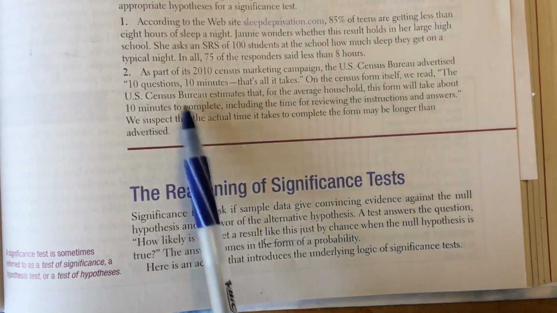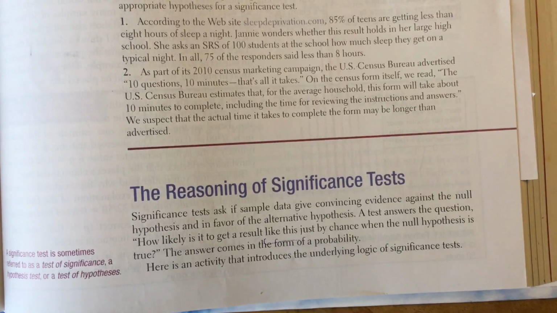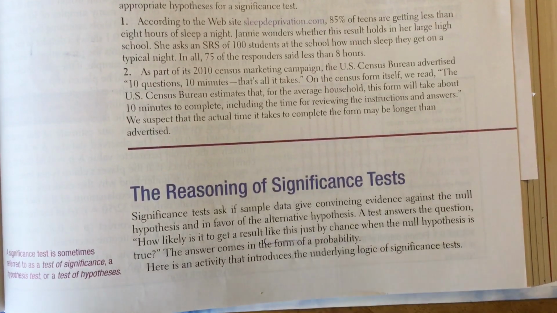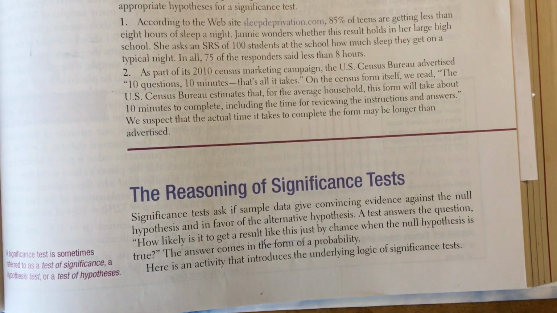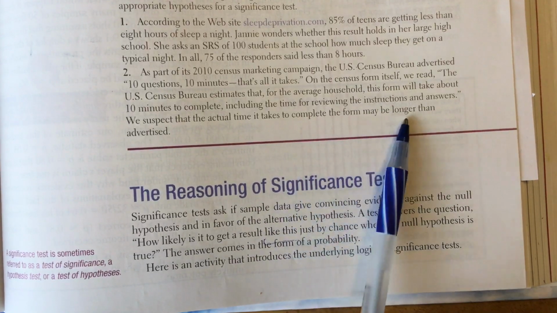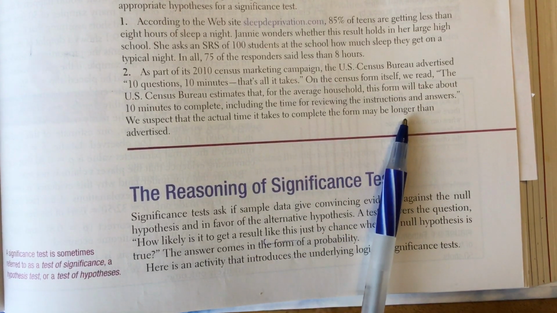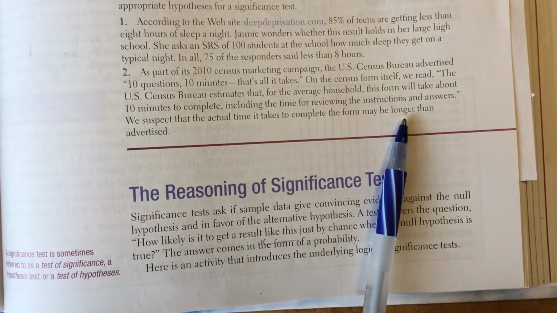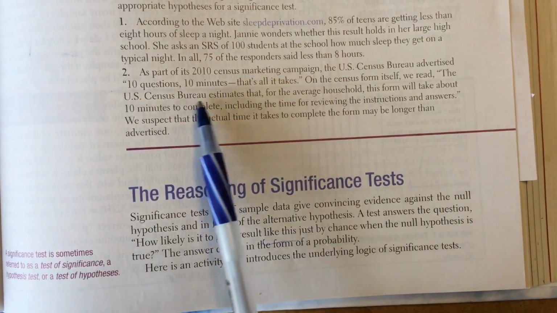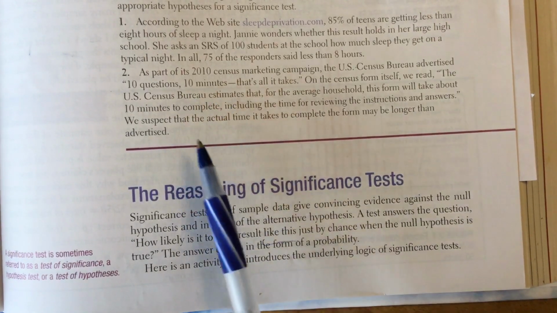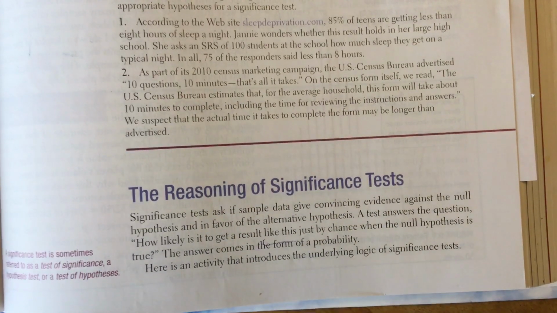As part of its 2010 census marketing campaign, the U.S. Census Bureau advertised 10 questions, 10 minutes, that's all it takes. On the census form itself, we read, the U.S. Census Bureau estimates that for the average household, this form will take about 10 minutes to complete, including the time for reviewing the instructions and answers. We suspect that the actual time to complete the form might be longer than advertised. So again, let's state our parameter of interest. What we're looking for now is a mean, mu, which is the true population mean time that it's going to take somebody to fill out the census form.